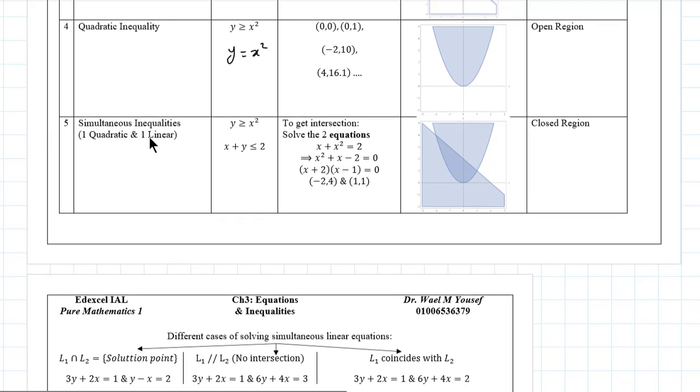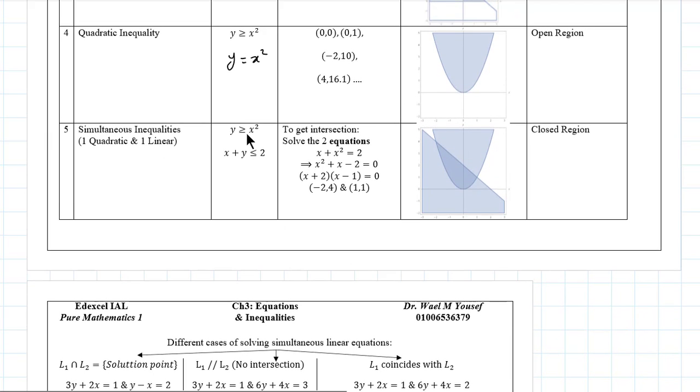And according to the problem, I will choose the points whose y is increasing, 1, 2, 3, like this here, this region. Final situation, if I have a quadratic inequality and a linear inequality like this. So we'll draw the curve here and this is the line, and I want to shade the area which is above the curve and below the line, which is this area. And how can we get the points of intersection, because they are very important? We can solve them simultaneously. By eliminating y, I can say x plus x squared equals 2, and then rearrange the equation and factorize it to get these 2 points of intersection.